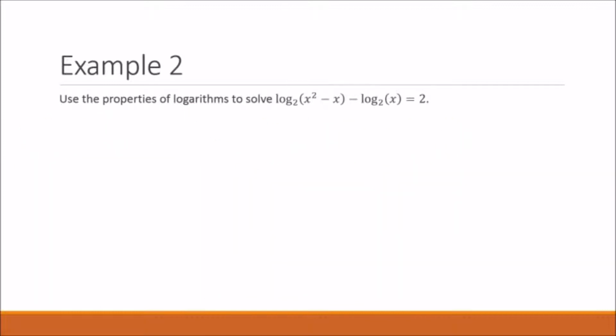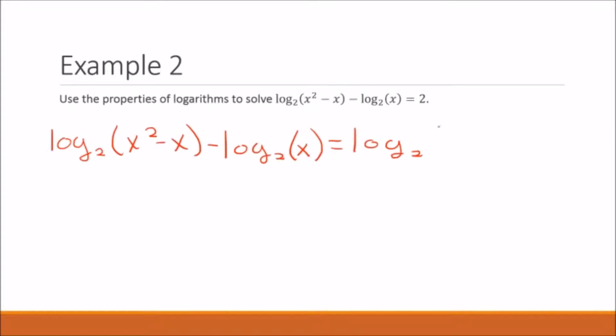Example 2 asks us to use the properties of logarithms to solve log base 2 of x squared minus x minus log base 2 of x is equal to 2. We can begin by using the quotient rule and writing log base 2 of x squared minus x minus log base 2 of x as log base 2 of x squared minus x divided by x.